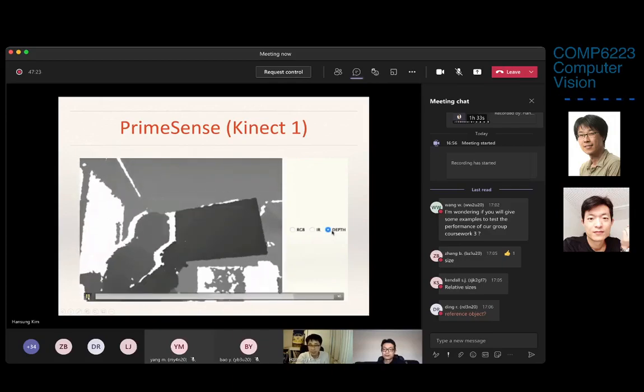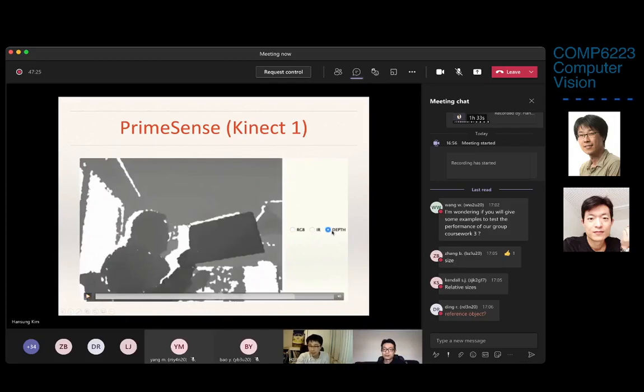And can you see that there are some gaps here, right? Why does it have these gaps? Because it's a depth camera. Can you guess? Any idea? Why does it have these gaps here? Very quiet. I don't know.